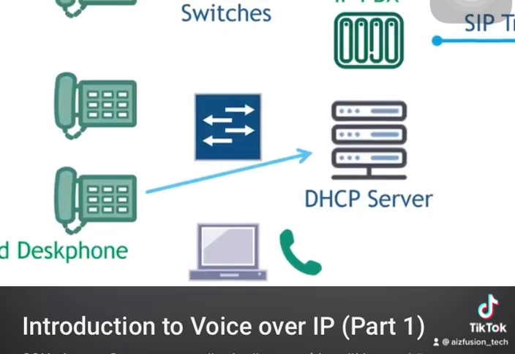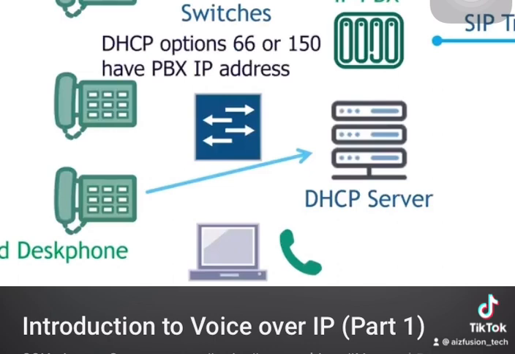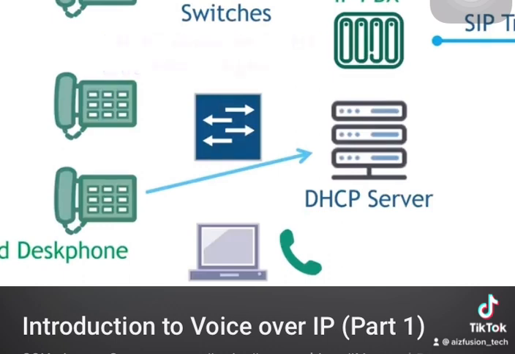The DHCP server assigns an IP address to the phone just like it would to any other device. However, the DHCP server is also configured with some additional options. In addition to the IP address, the DHCP server gives the phone a TFTP server address, which is often the PBX itself, where it can download a configuration file. This file contains all the other information the phone needs.